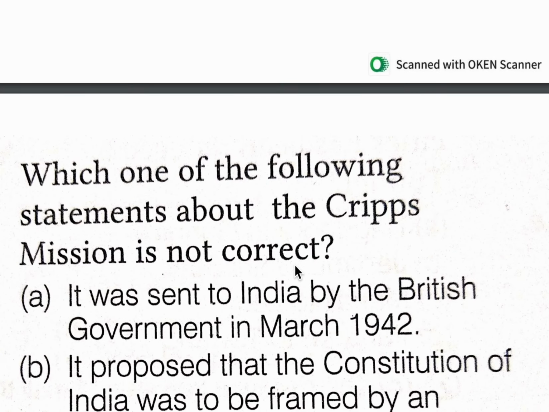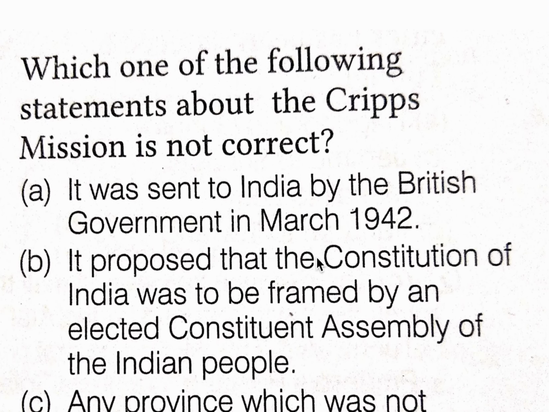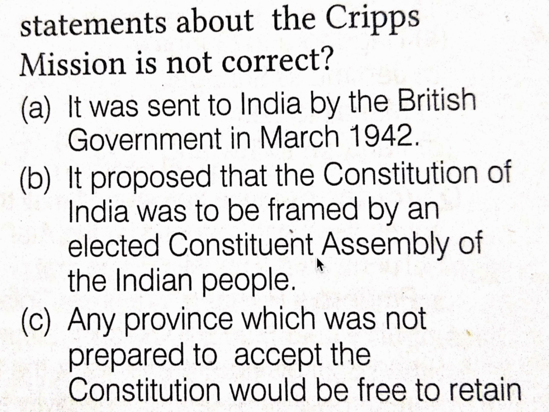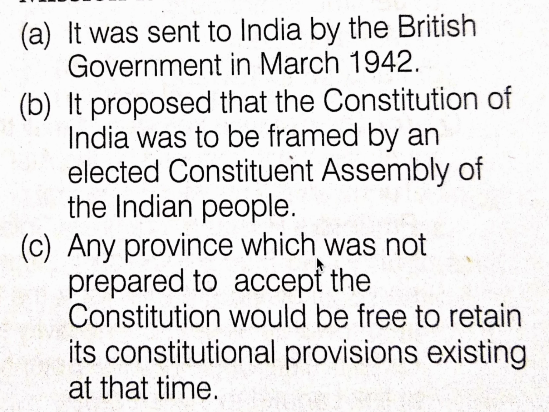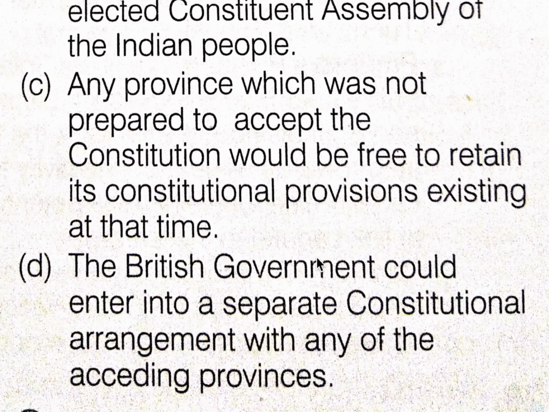The next question is, which one of the following statements about the Cripps mission is not correct? The first statement is, it was sent to India by the British government in March 1942. Option B, it proposed that the Constitution of India was to be framed by an elected constituent assembly of the Indian people. Next, any province which was not prepared to accept the constitution would be free to retain its constitutional provisions existing at that time. Option D, the British government could enter into a separate constitutional arrangement with any of the acceding provinces.